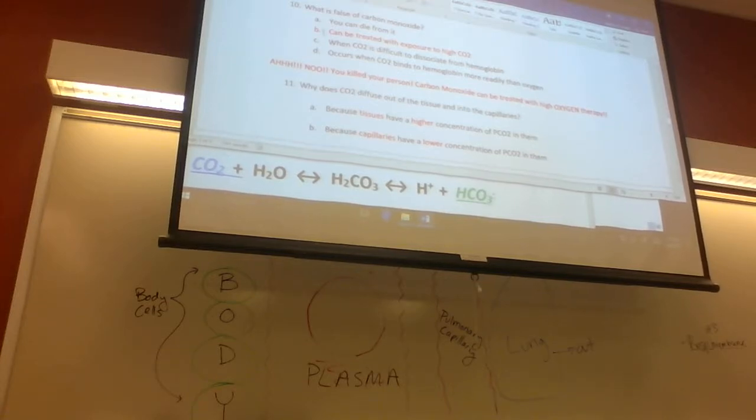So the false statement is that it can be treated with high exposure to CO2. This will kill your person. To make this statement true, you say the treatment for carbon monoxide poisoning is high exposure to oxygen, not carbon dioxide. So those are just some facts about it.